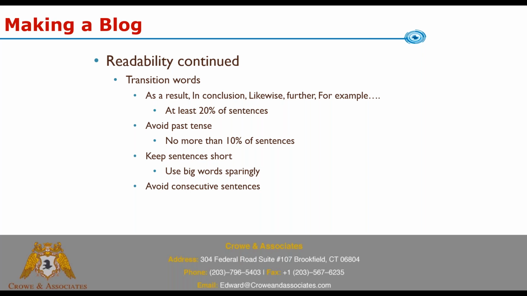Avoid consecutive sentences. That just simply means sentences that start with the same word over and over. And that can happen sometimes. Maybe you're making a blog and you've got a list down through and it says Medicare Advantage rates Connecticut, Medicare Advantage rates New York, Medicare Advantage. Well, it keeps saying the same thing consecutively. You want to change it around and you don't want consecutive sentences.